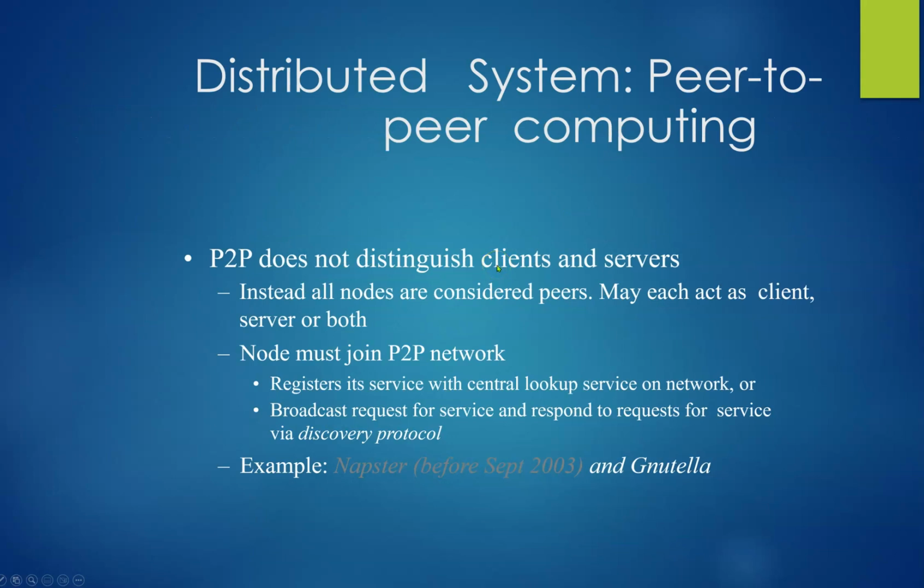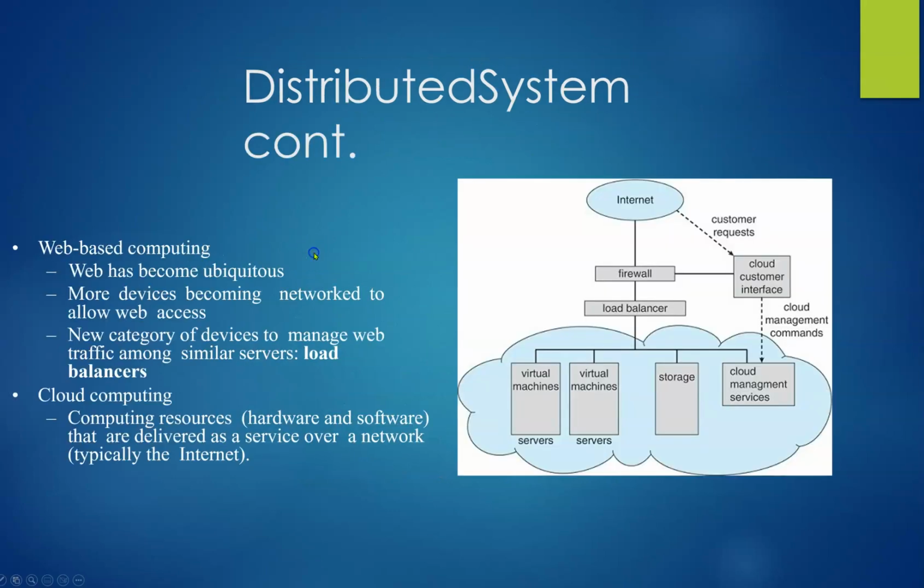Peer-to-peer computing doesn't distinguish between clients and servers. All nodes are considered peers, and each may act as a client or a server. A node must join a P2P network, and it either registers services with a central lookup on the network or broadcasts a request for services and responds to requests via a discovery protocol. Napster was a good example, Gnutella, and torrents. BitTorrent.